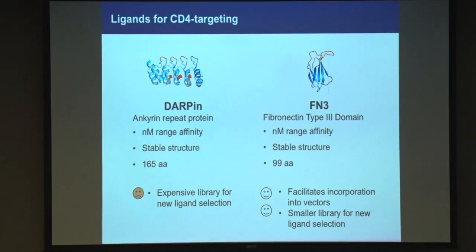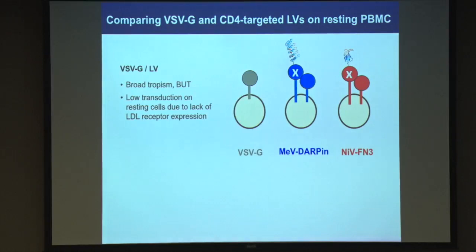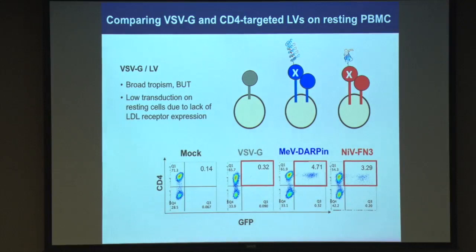In my talk, I'm going to show data from two different targeted vectors. One is the DARPin measles vector that we recreated in the lab, and the other is the fibronectin Nipah vector that we newly developed. We're going to compare these targeted vectors with a non-targeted lentiviral vector pseudotyped by VSVG. We also learned about this in the previous talk. The importance of this negative control is that VSVG, as we all know, has broad tropism. However, it has very low transduction efficiency on resting cells due to the lack of LDL receptors on these cell types. So the first experiment I'm going to show you is how all three vectors behave on resting PBMC.